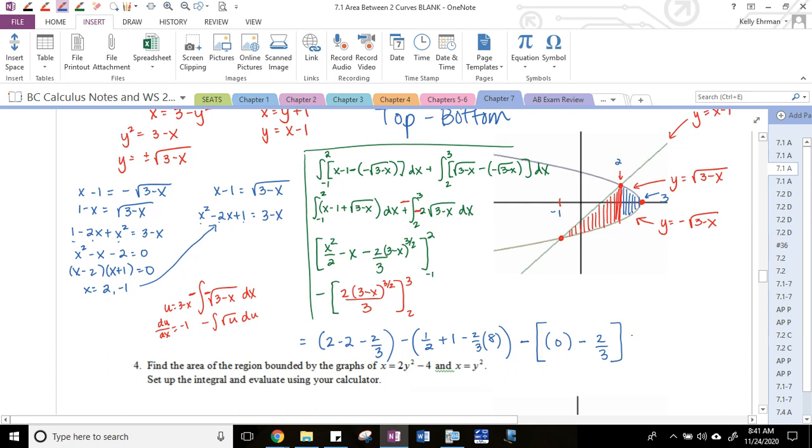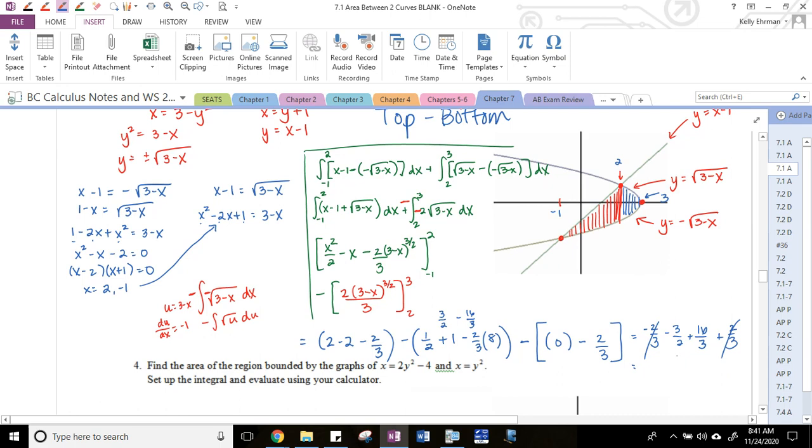All right, so now what do we have? 2 minus 2 is 0. Good. Negative 2/3. What about this? Let's see. 1/2 plus 1 is 3/2. Minus 16/3. Okay, I don't think I'm going to add that together yet. I'm just going to say minus 3/2 plus 16/3 plus this last part, 2/3, because those guys cancel.